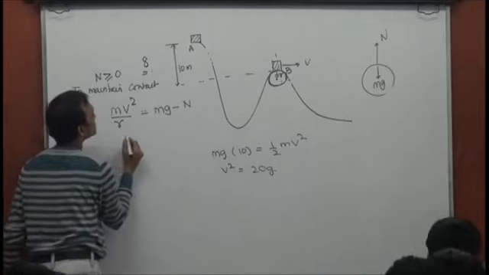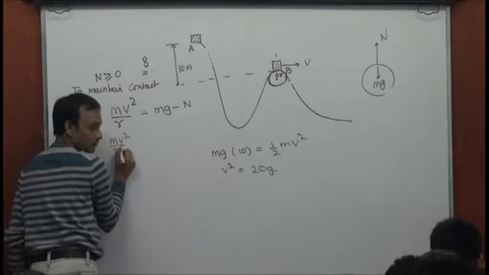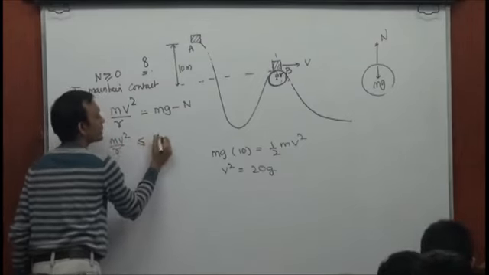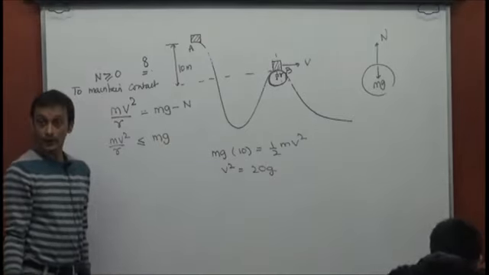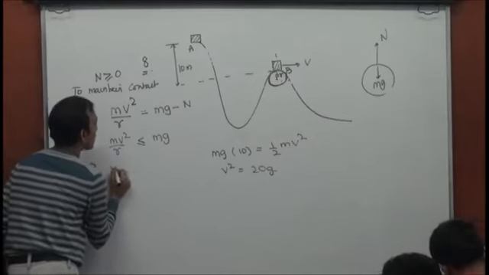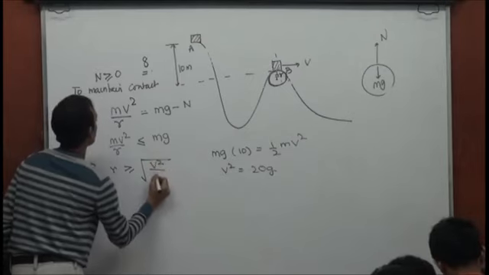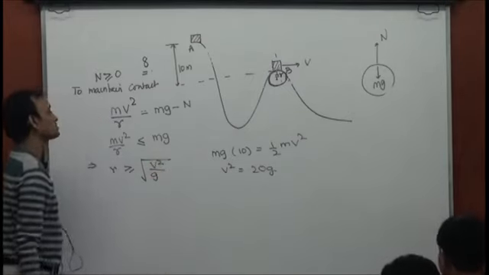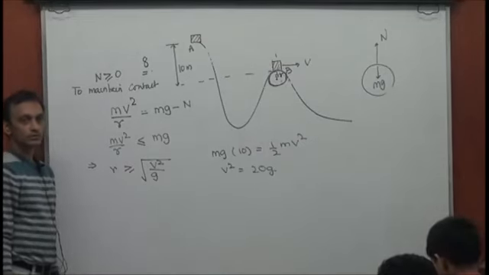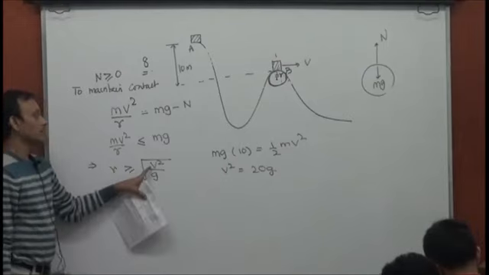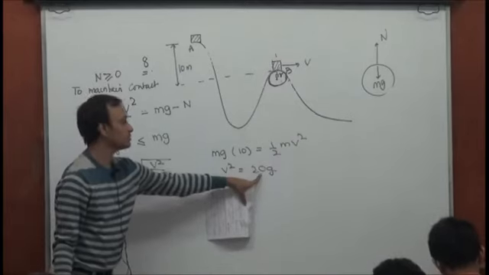Right? That means if this is greater than or equal to 0, then mv squared by r must be less than or equal to mg. That means r must be greater than or equal to v squared by g, where v squared by g is 20.